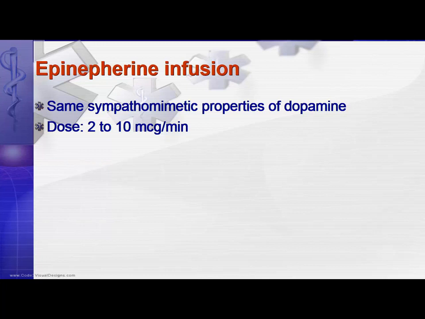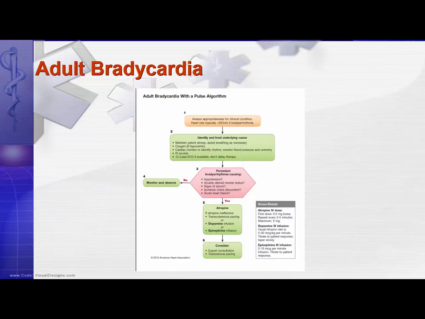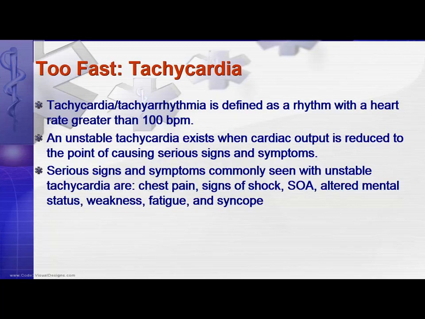Epi has the same sympathomimetic properties as dopamine, except your dose in this is 2 to 10 mics per kg per minute. Alright, so we essentially just went through the bradycardia algorithm. Are there any questions about that? Y'all are familiar with these now, so I don't feel like I need to hang out here a long time with them. Y'all good? Alright, what about our 2 facts?